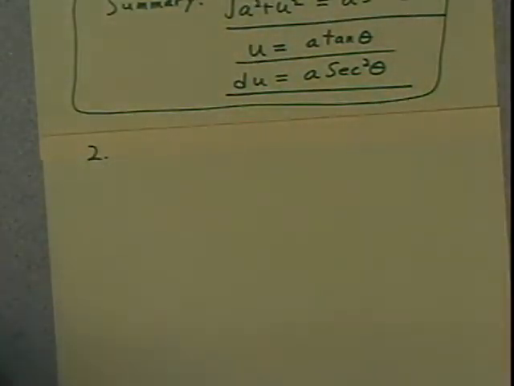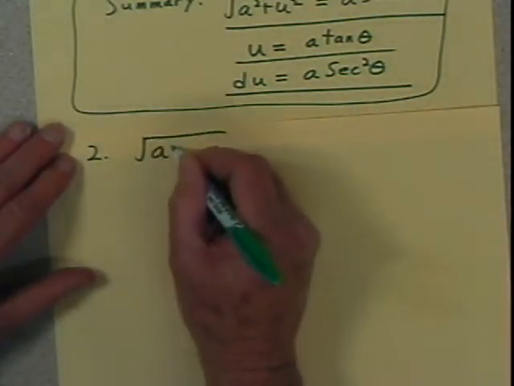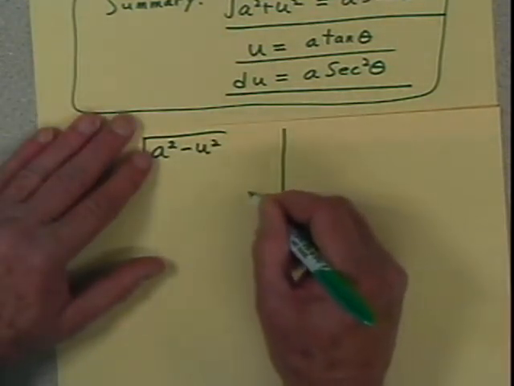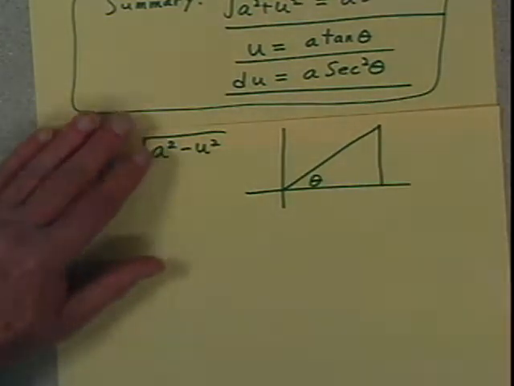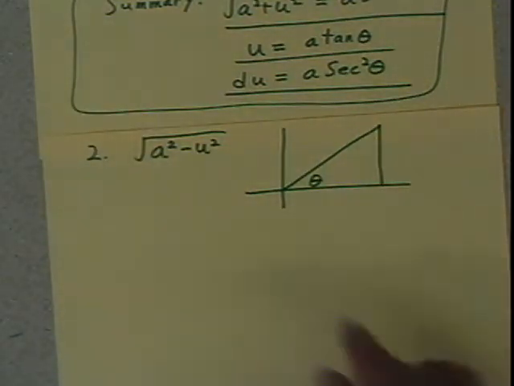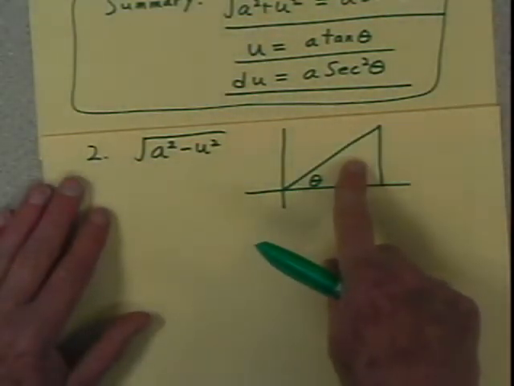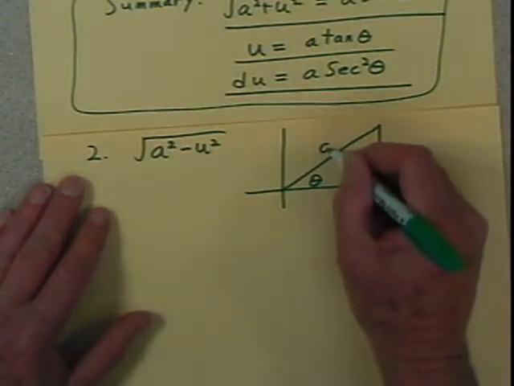Number 2, the one that we're going to look at is when you have this combo, the square root of a squared minus u squared. And again, to see exactly how it all fits, we just draw this little picture where this is theta. Now, if I have the square root of a squared minus u squared, what should go where? Well, the hypotenuse better be what? Can you see that by looking? It's a squared. That should be the a, right?